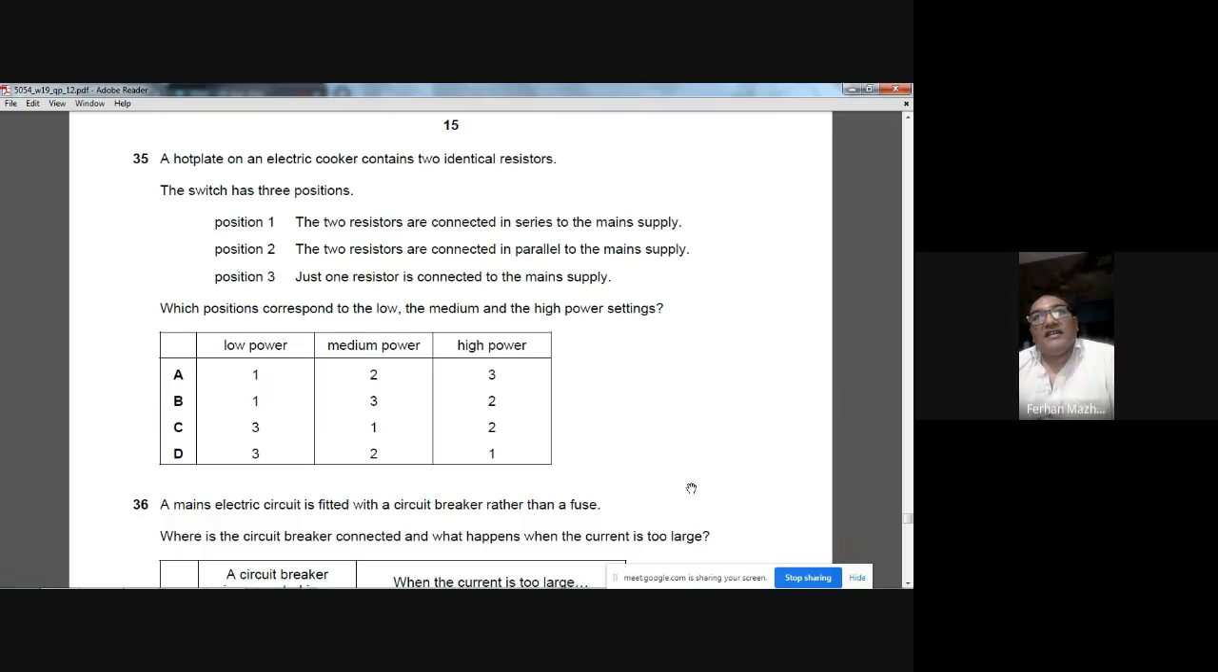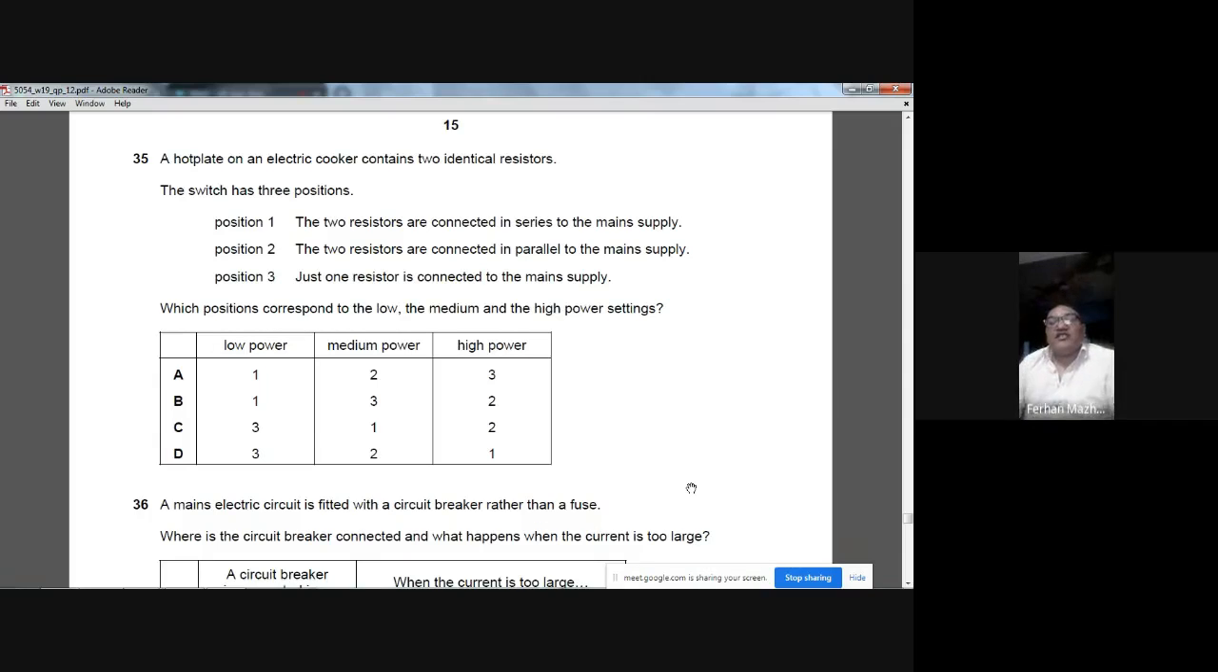I think this is okay. When they are connected in parallel, it will be very high, and when you connect them in series, it will be medium. So I think the low power will be when one of them is on, and the medium will be when they are connected in series with each other, and the high power will be when they are in parallel.